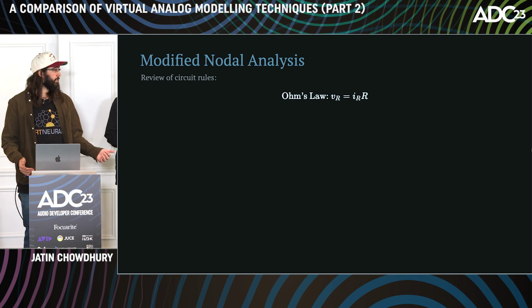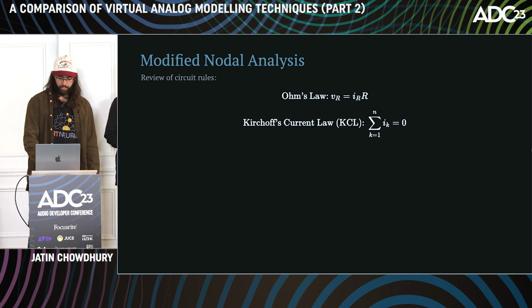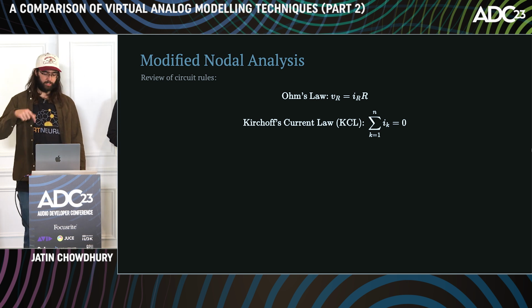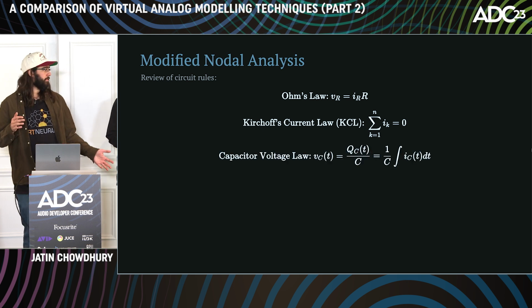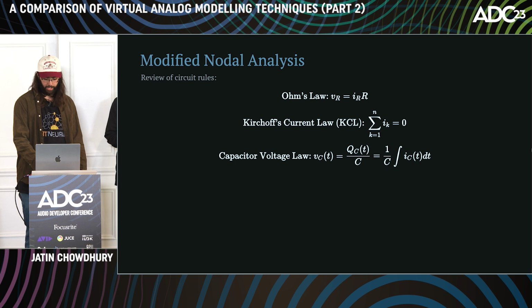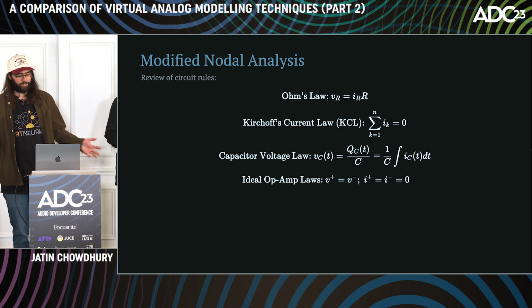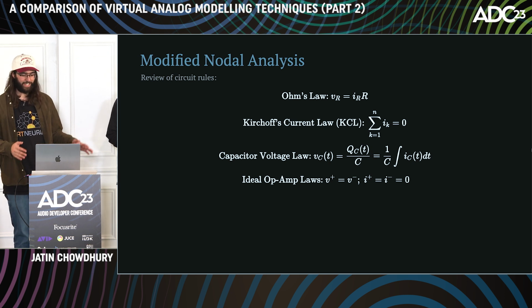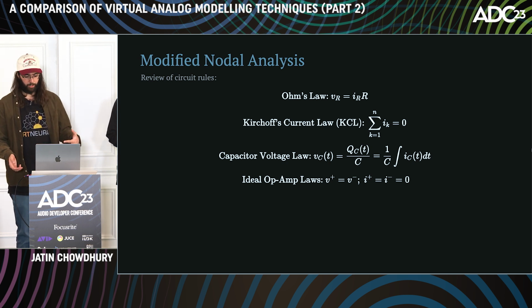So we have what's called Ohm's law, which is a relationship between the voltage and current going through a resistor. We have Kirchhoff's current law, which says that the sum of all the currents going into a node in the circuit has to equal 0. We have the capacitor voltage law, which relates the current and voltage going through a capacitor. And we have these op-amp laws for ideal op-amps. Obviously, things aren't always ideal in the real world, but to keep things simpler for today, we're going to say that the voltage at the positive and negative terminal of an op-amp have to be equal, and the current going into your op-amp always has to be 0.